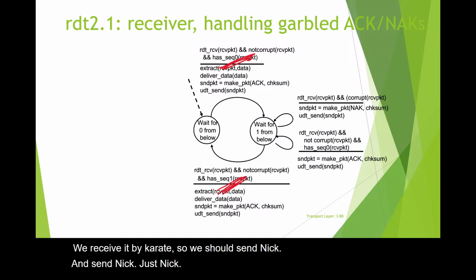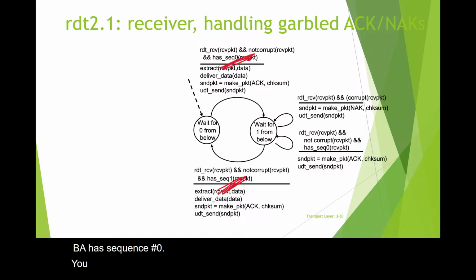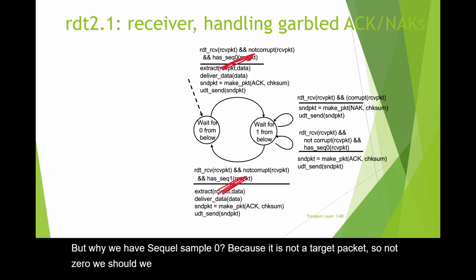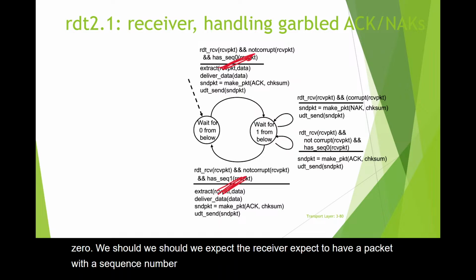And we receive it, not corrupted, but it has the sequence number 0. You see, here it's 1. But why do we have a sequence number 0? Because it is not the target packet. The receiver expects to have a packet with sequence number 1, and then what to do?